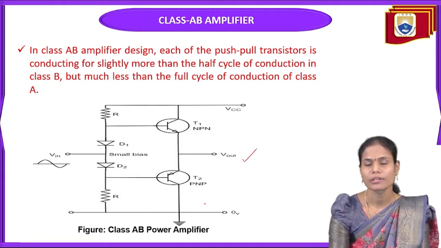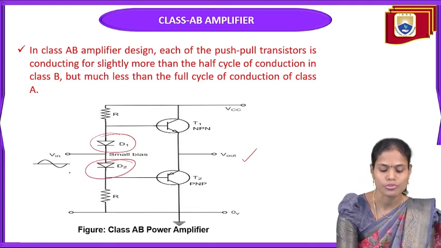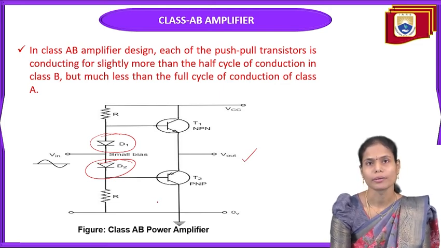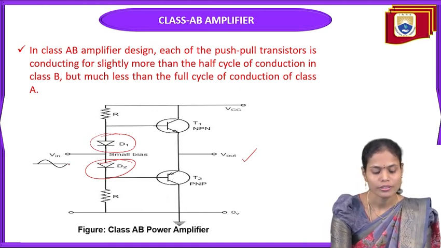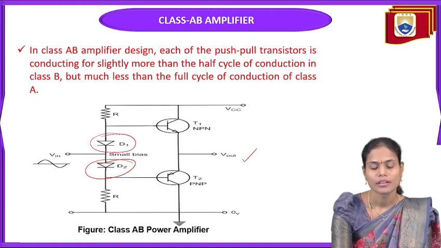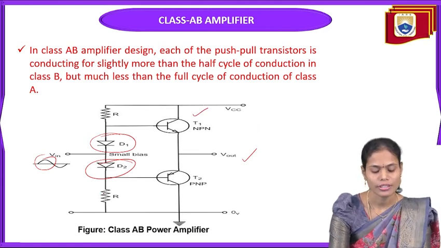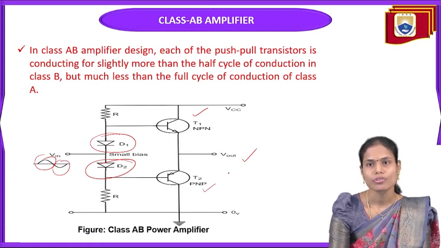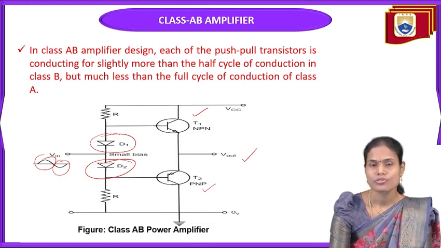So what is the basic difference between the class B push-pull amplifier and this one? We are including the diodes in order to maintain more than 1/2 of the applied input signal. In this case, we are providing the input signal so that, according to the applied input signal, for the positive half cycle the NPN transistor will conduct, and for the negative half cycle the PNP transistor will conduct. According to that, we will get the output voltage V0.